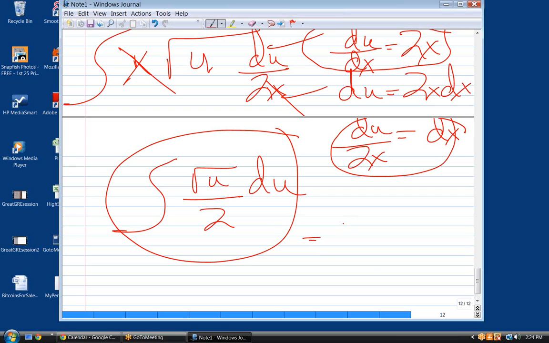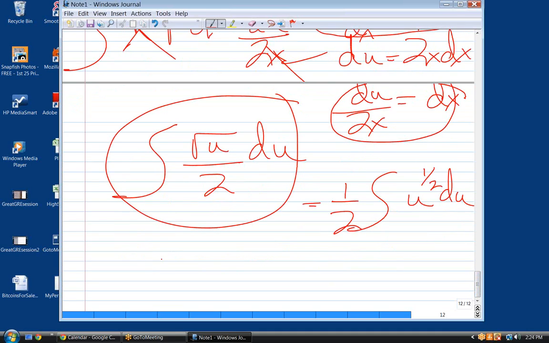Because this is equal to, I can take that 1/2 outside the integral sign. I now have u to the 1/2 du. Well, I know how to integrate that. What's that equal to? We have u to the 1 and 1/2 over the new exponent, divided by 3/2, which is the same as multiplied by 2/3.